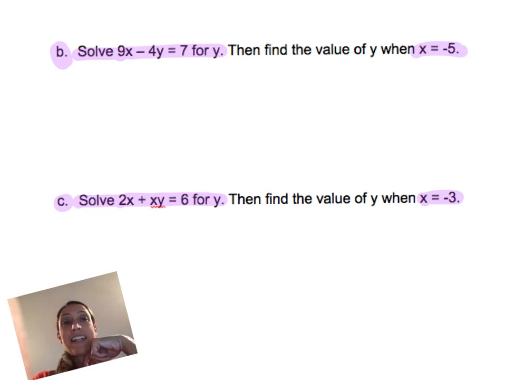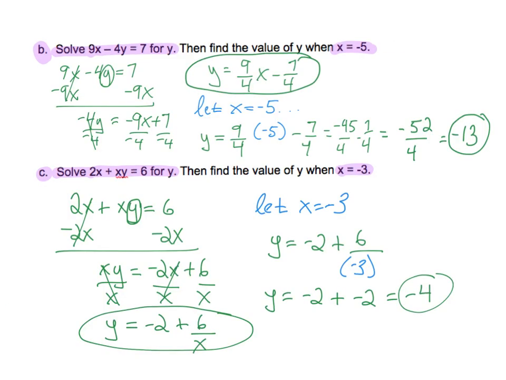Now it's time for you to practice. Let's see if you can do it. Go ahead, take a second, pause our video, and let's see if you can, in part B, solve for Y. And then tell me what Y is when X is negative 5. And then in part C, take a second, solve for Y, and then find the value of Y when X is negative 3. All right, let's talk it over and see how you did.